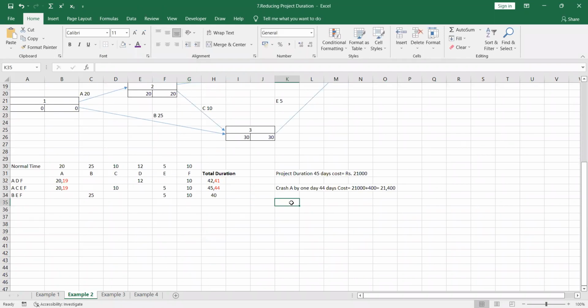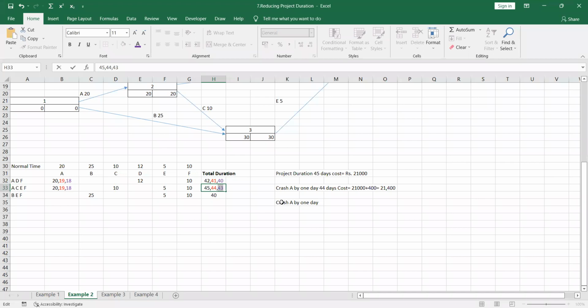So crash A by 1 day, crash A by 1 day. So crashing A by 1 day means it should be 18 now. So crashing A by 1 day means it should be again 18 here, right? So the total duration here now is 40. I am doing and color it in purple, right? So in your paper you can just cross, right? 43.